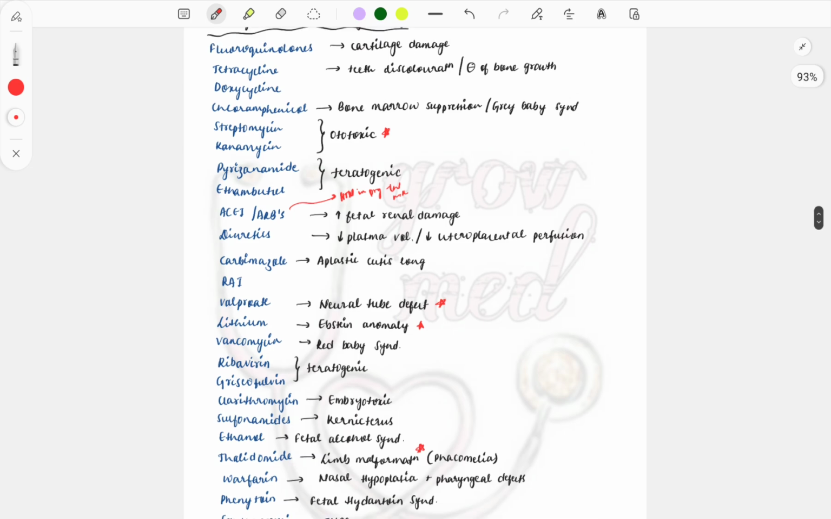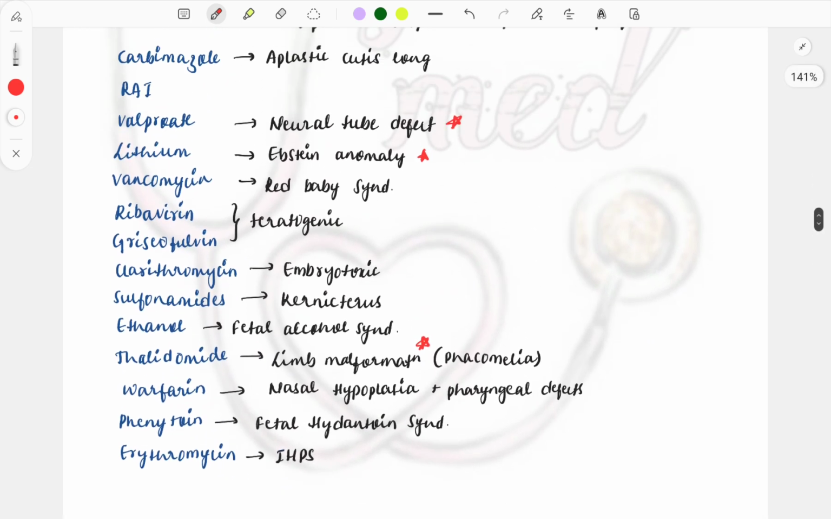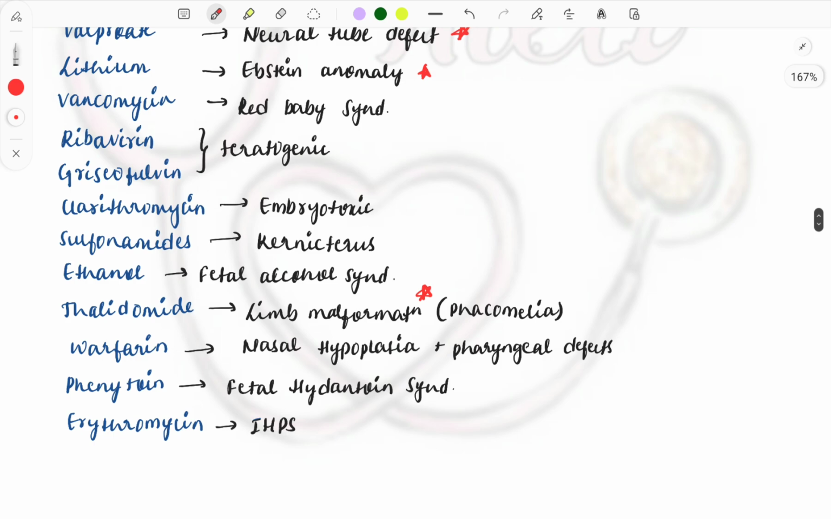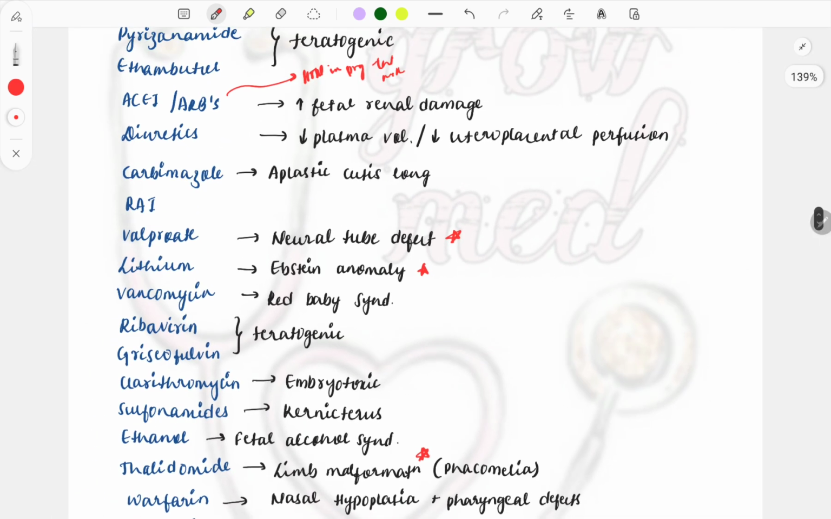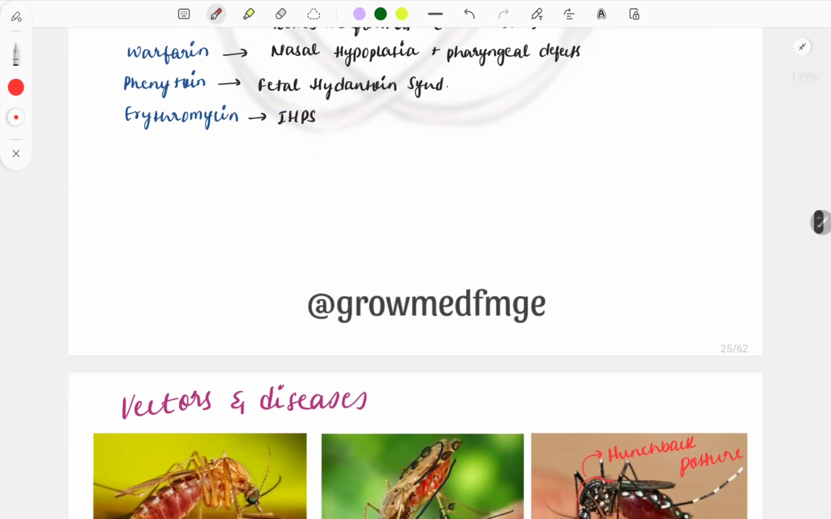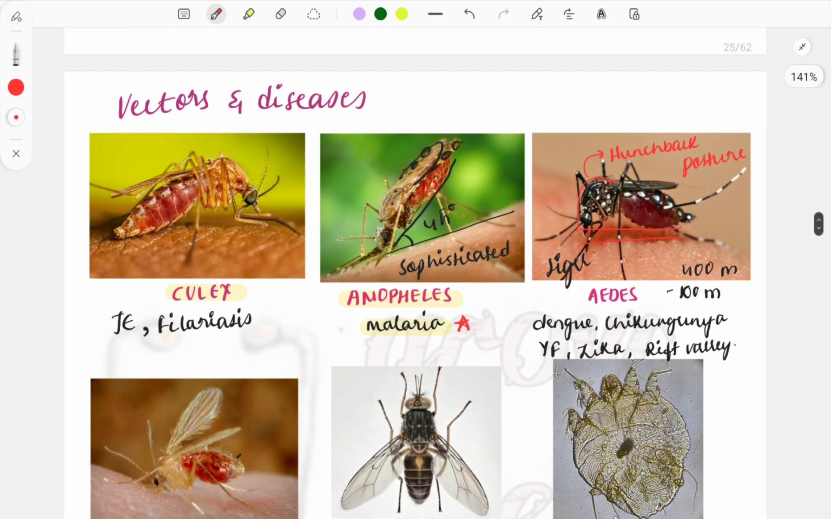Okay, so these are the contraindications, and please read this well, because I am unwell also, but I am trying to give my best, so that before the exam I provide you the best content, your work will be reduced and you can comfortably study a lot of high yield topics.